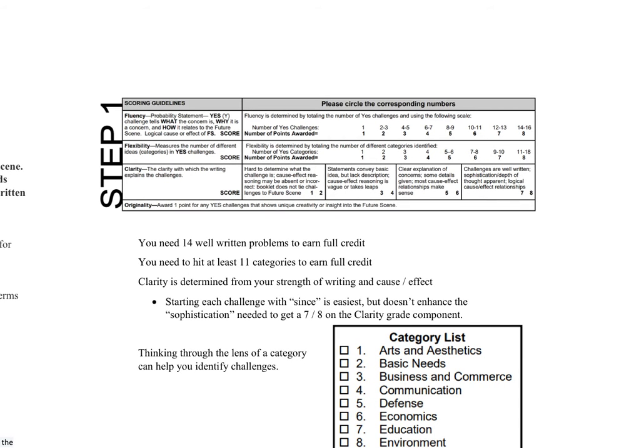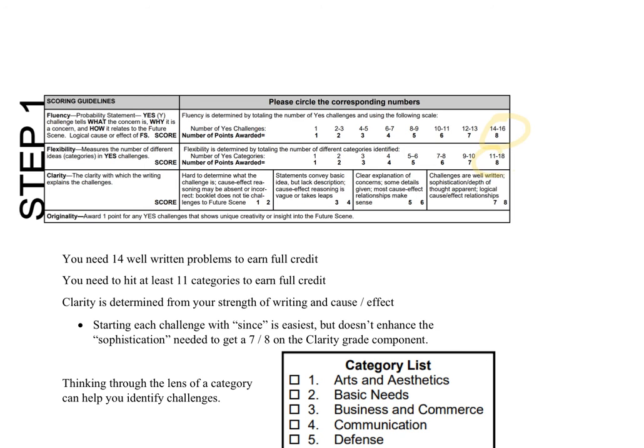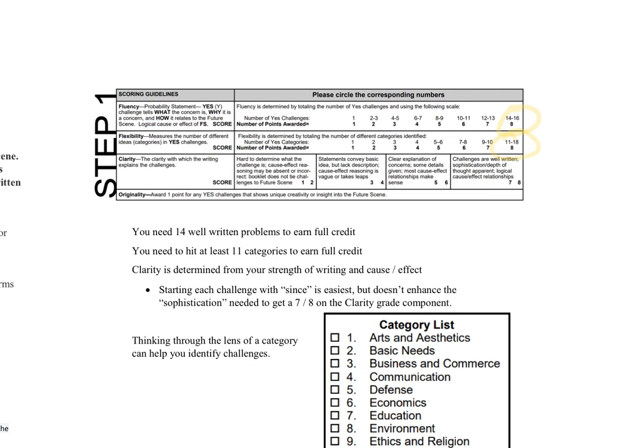So here's what it looks like on the grading portion of the documents, and I gave you some of the highlights. To get the highest score, you need to have 14 well-written problems to earn full credit, which means 2 of them you can drop and still earn the full credit. This flexibility is how many categories you have to hit, and you only need to hit 11 to get the maximum, which means some of your problems can reuse the same components.